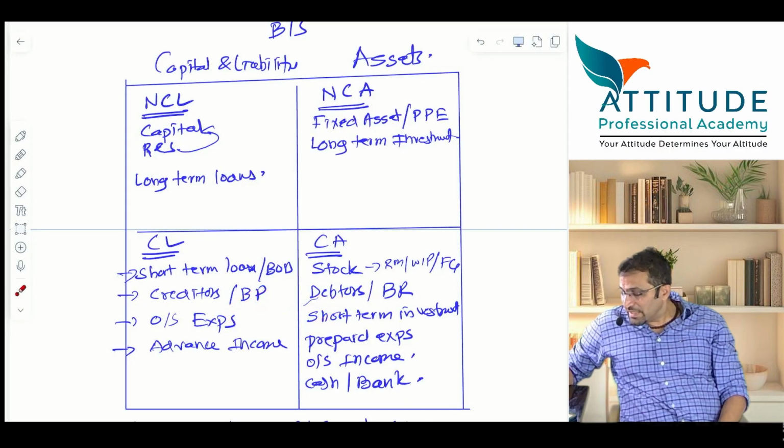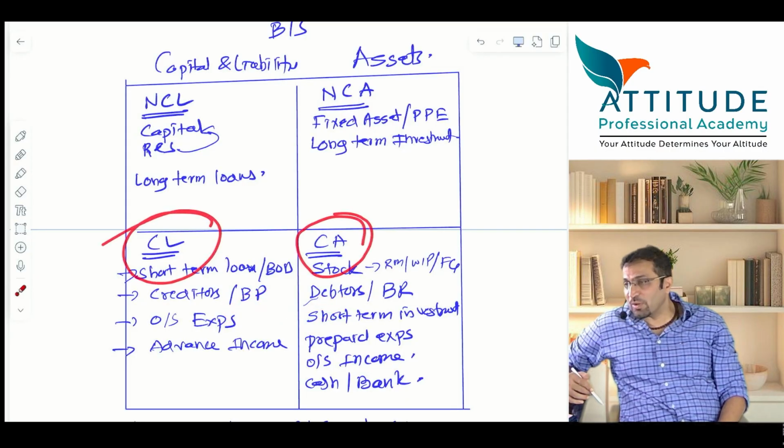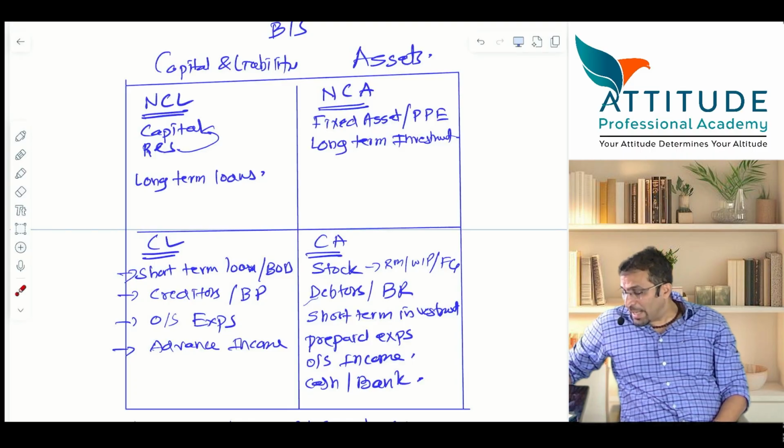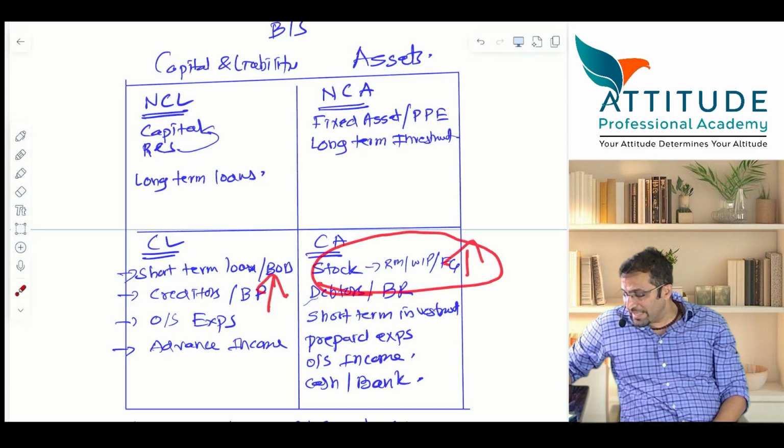Example. CA is also involved, CL is also involved. Very good. Goods purchased on credit. What will happen? Stock increases, creditors also increase. Entry will be purchases account debit to creditors.